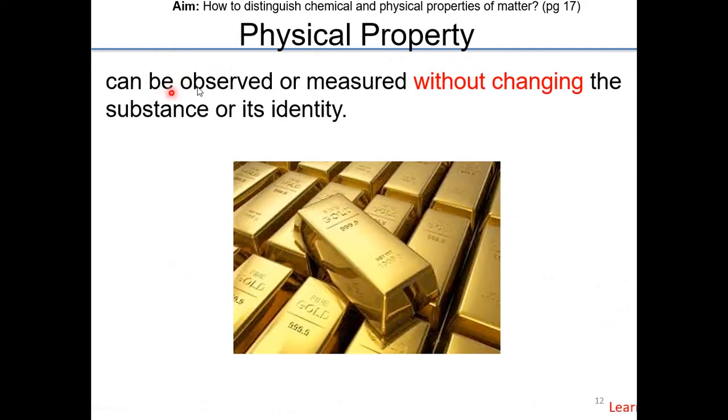Physical property can be observed or measured without changing the substance or identity. For example, we know gold is yellow, and you can observe it without changing the substance or its identity. Same with melting point. For example, you can measure the melting point of gold without changing it.